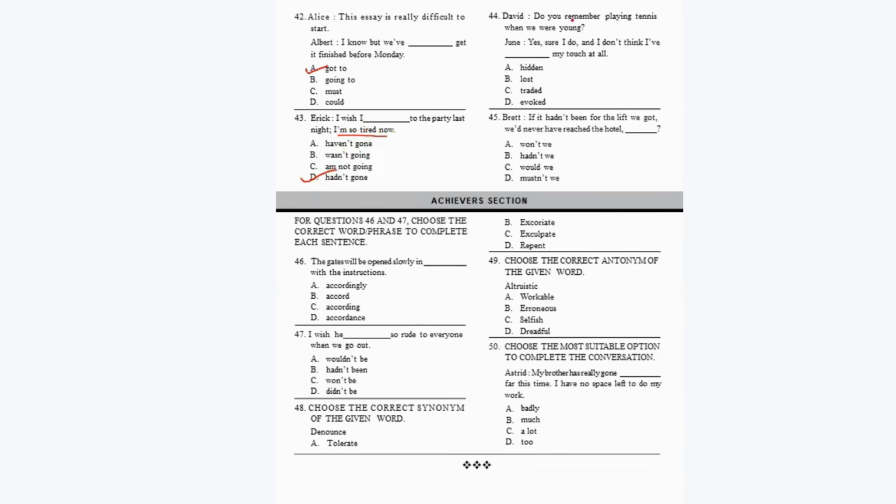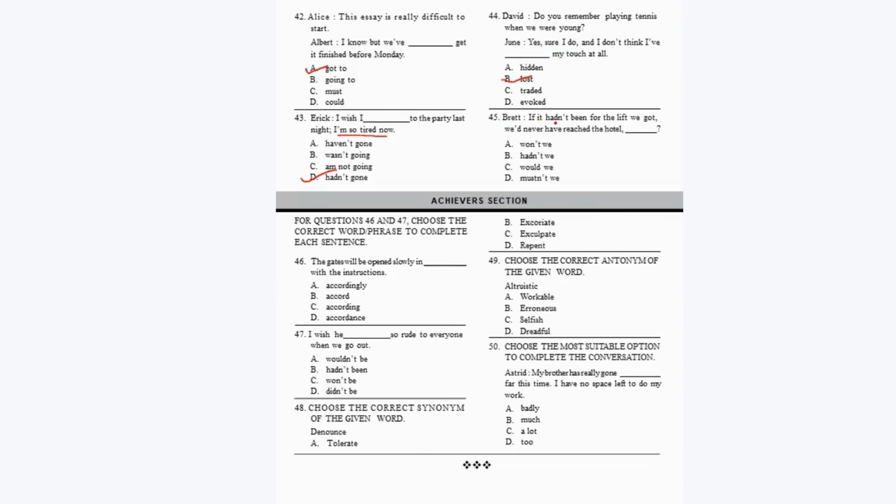Next, David: do you remember playing tennis when we were young? June: yes, sure I do. And I don't think I've dash my touch at all. It's like, I don't think I've lost my touch at all. It means he still is able to play that. Okay, so it's option B.